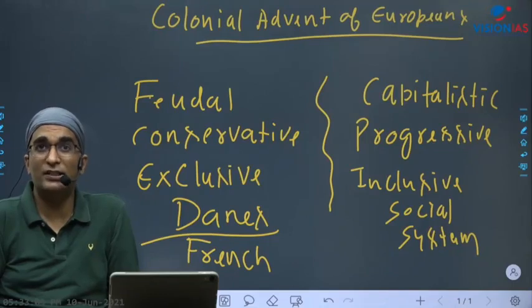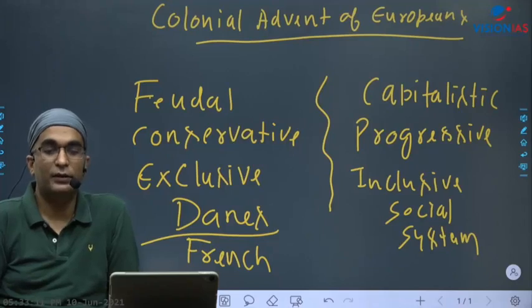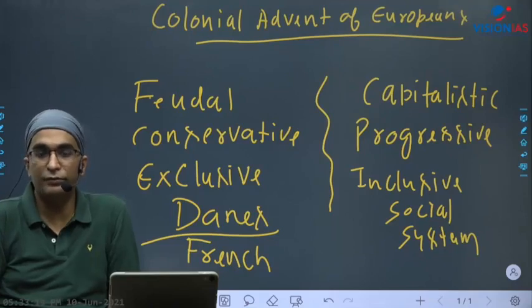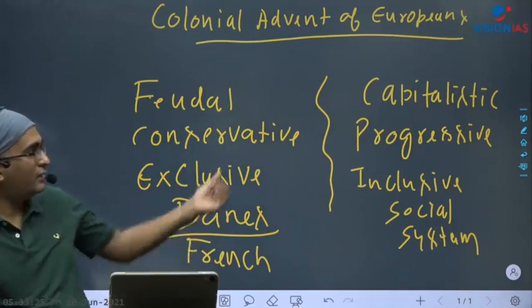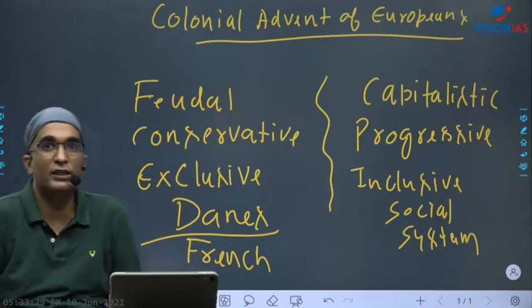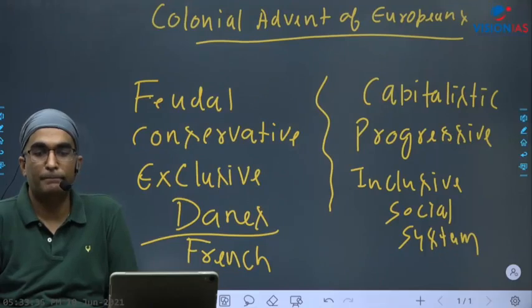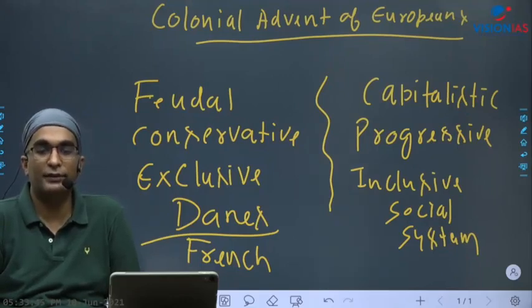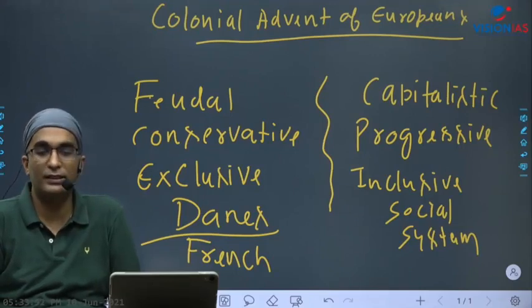India underwent a transition from a feudal, conservative, exclusive social system to a capitalistic, progressive, inclusive social system.